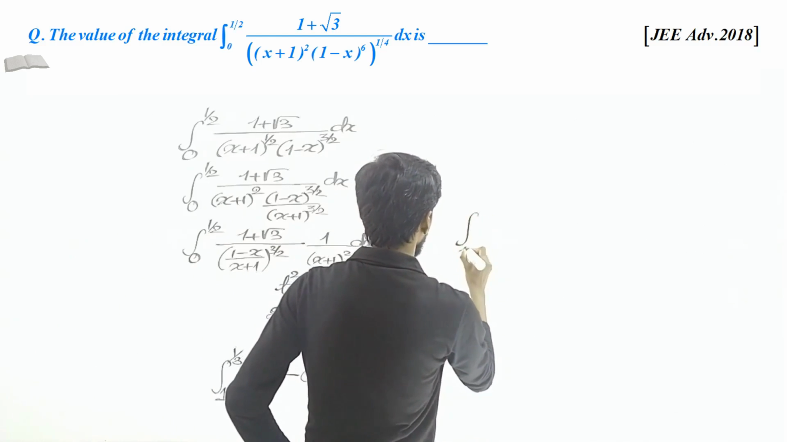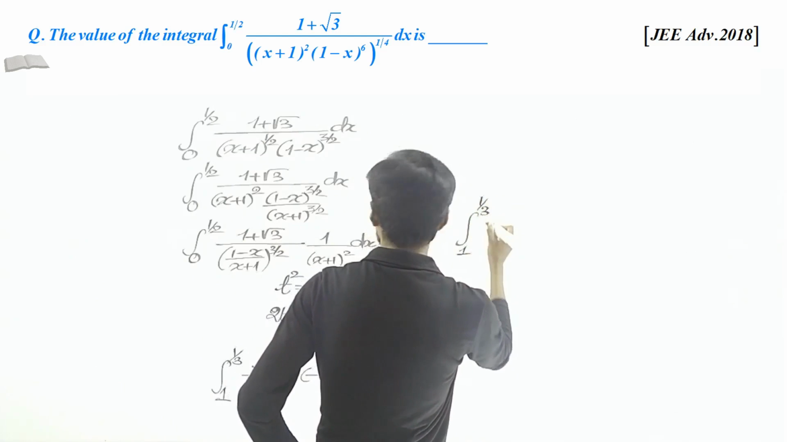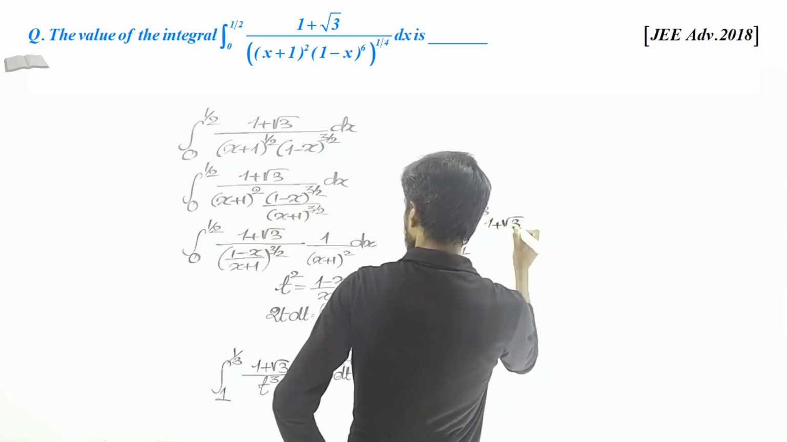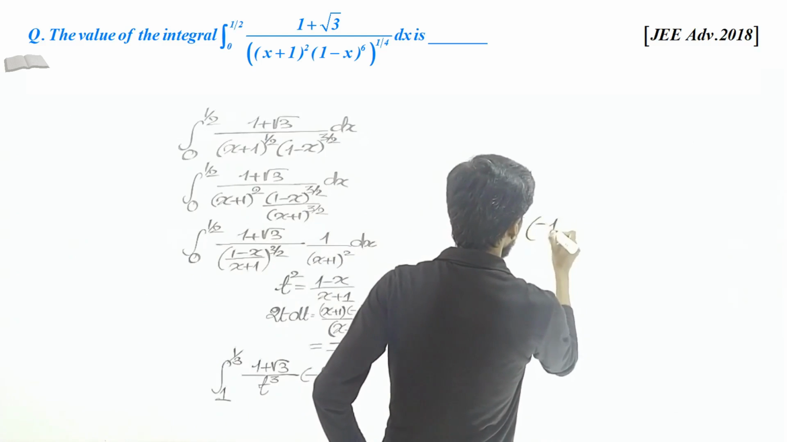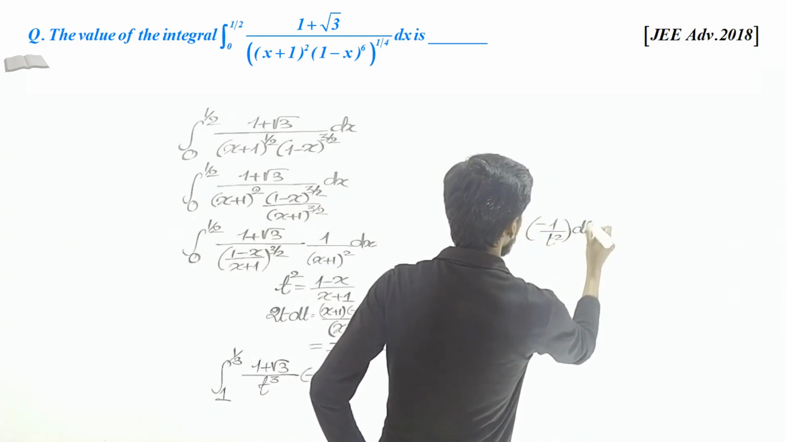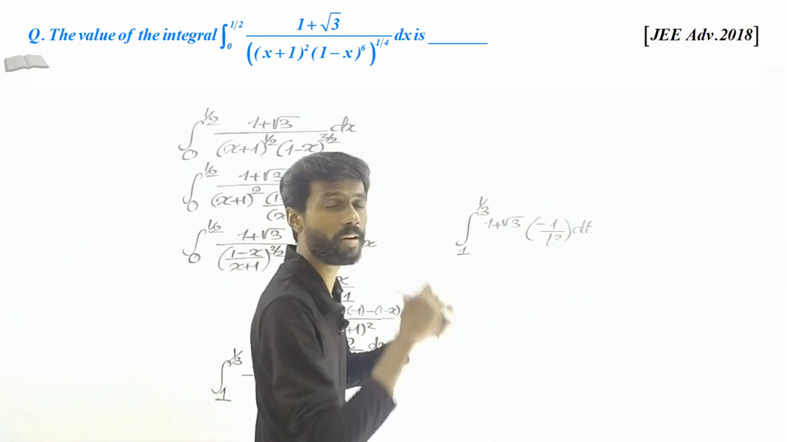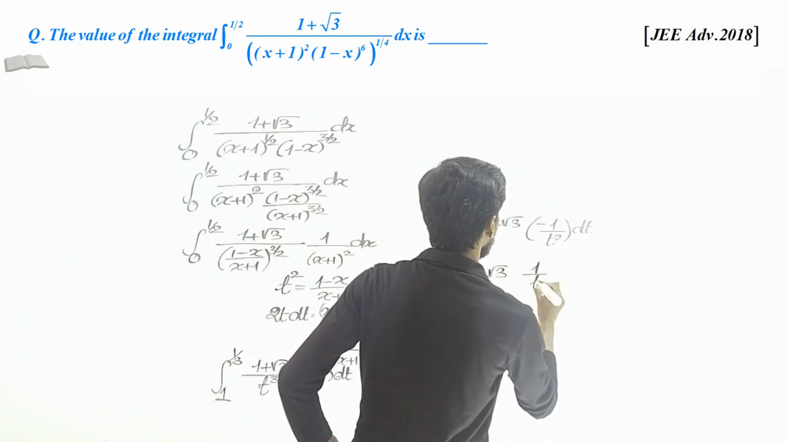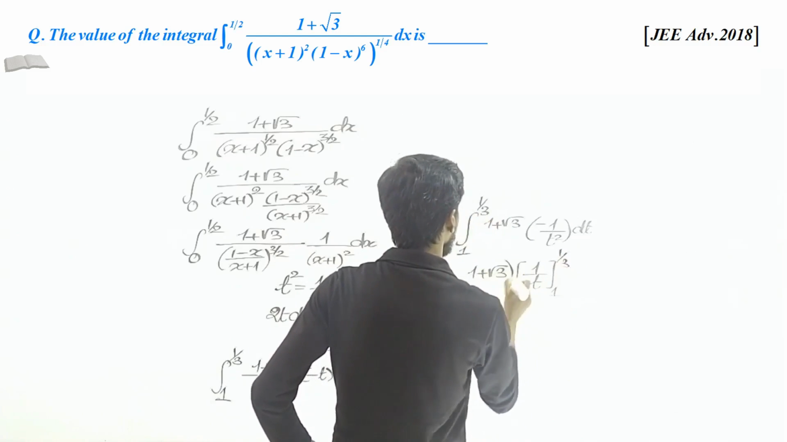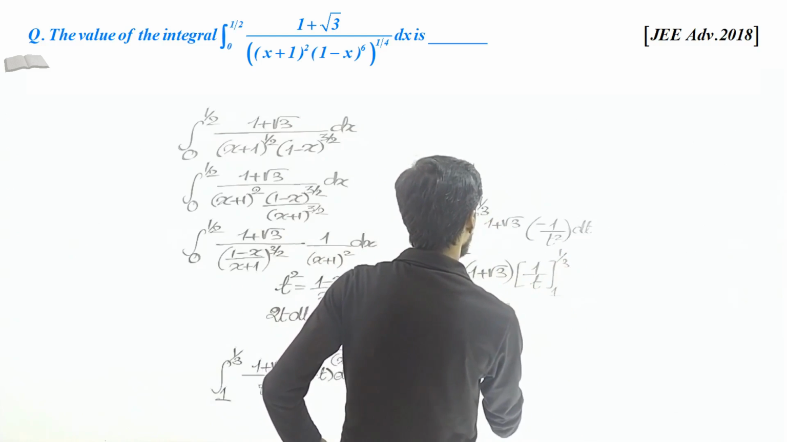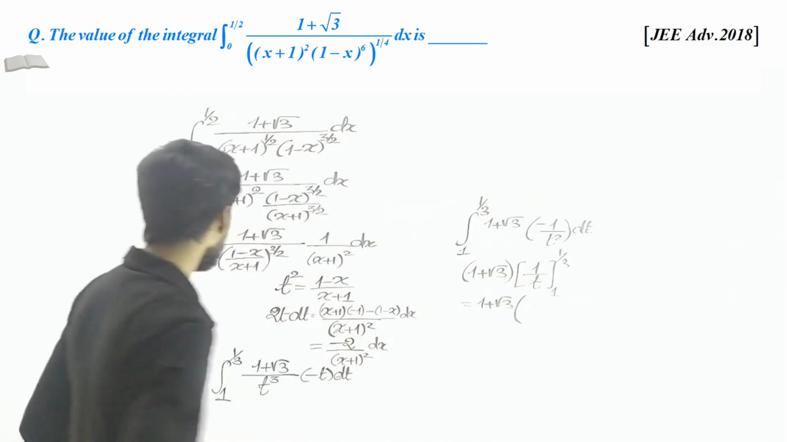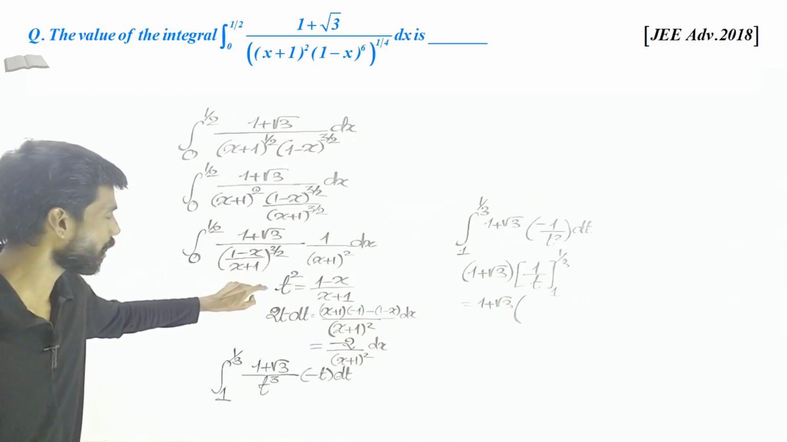So the integral from 1 to 1/3, and then 1 plus root 3, minus 1 by t squared dt. So minus 1 by t squared has integral 1 by t, that's all. So this is 1 plus root 3 multiplied by just 1 by t, so we have to substitute the limits. Substitute the upper limit, so this is 1 plus root 3. See, I've made a mistake here, actually this t squared is 1 by 3.